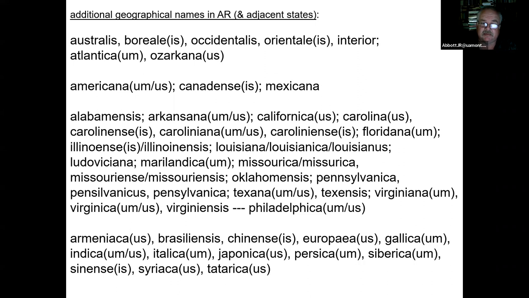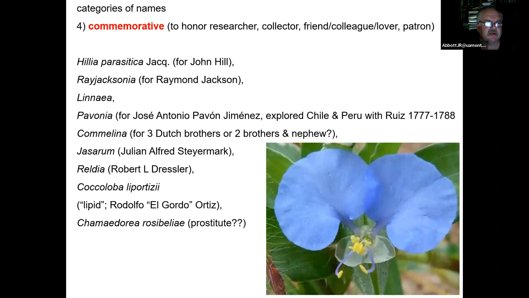Another major category for the meaning behind plant names are commemorative names. And that's pretty straightforward, right? You want to commemorate someone, whether they were your friend or a researcher, the person who supported you. But there's also a lot of kind of interesting history here. So these categories kind of blur the lines. It's not like they're silos.